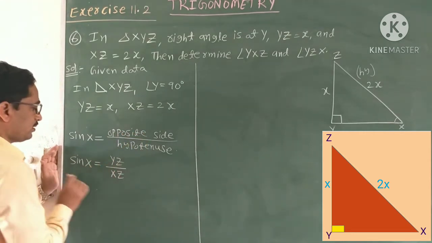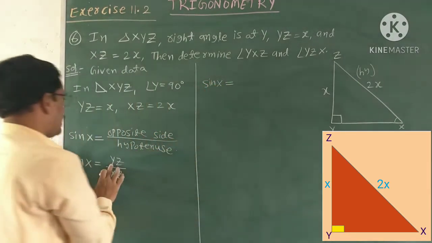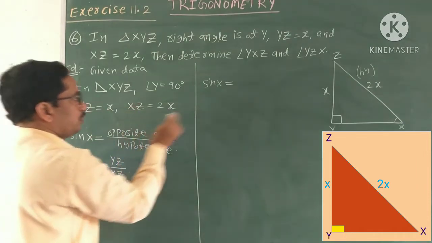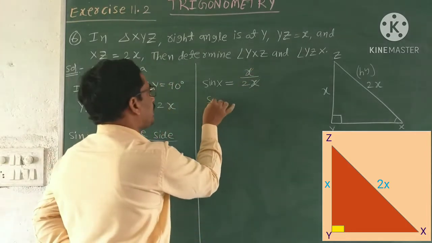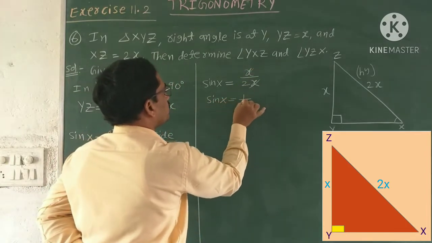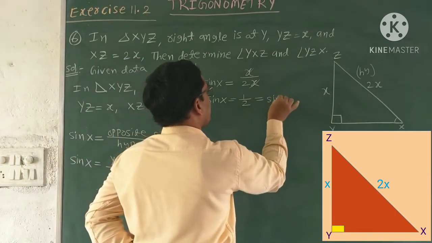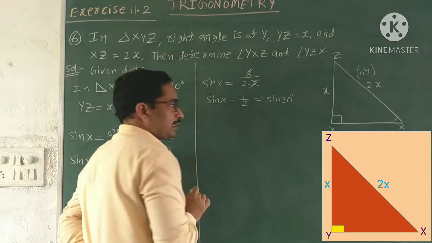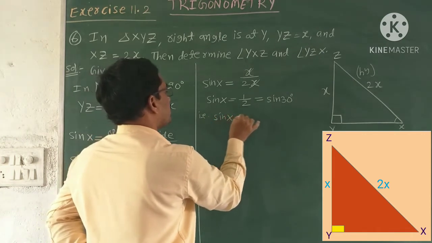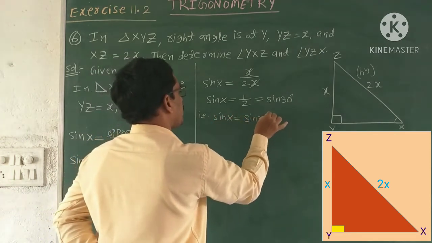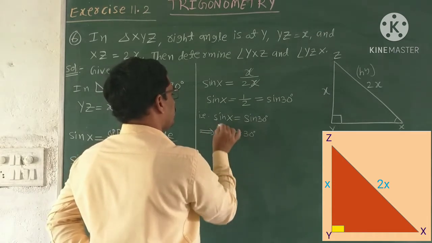Now substitute the values. Sin X equals YZ, whose value is X, over XZ, whose value is 2X. So X by 2X, X gets cancelled, and sin X equals 1 by 2. In the sin table, this value is sin 30, since sin 30 is 1 by 2. So sin X equals sin 30, then X equals 30 degrees.